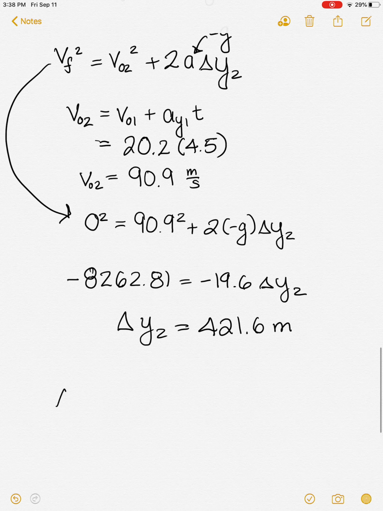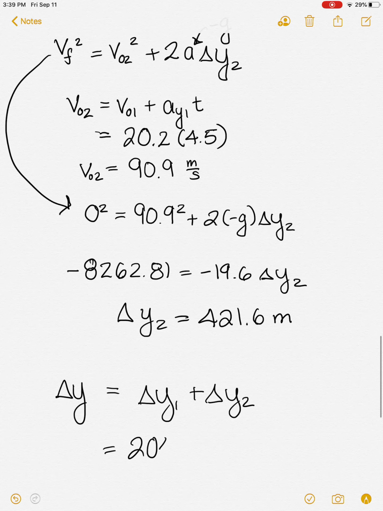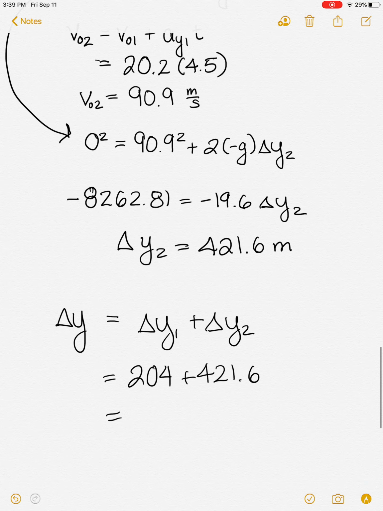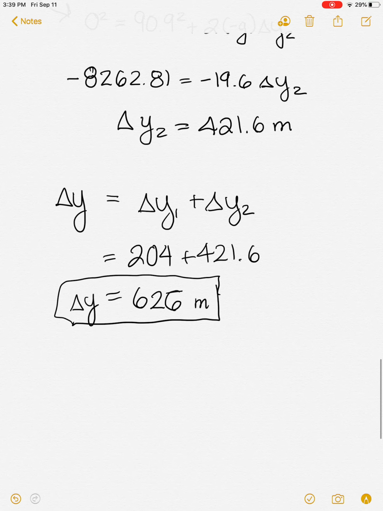And then we know that the maximum altitude is going to be equal to delta y1 plus delta y2. And that's going to be equal to 204 plus 421.6. And so that is going to lead us to a total quantity of 626 meters whenever we have just 3 significant figures. And so that is how you can do that free fall problem right there.